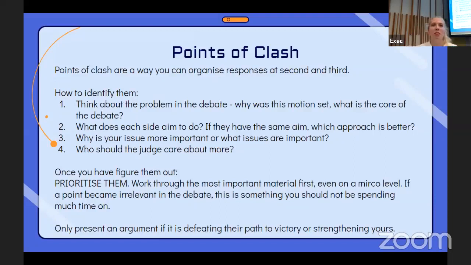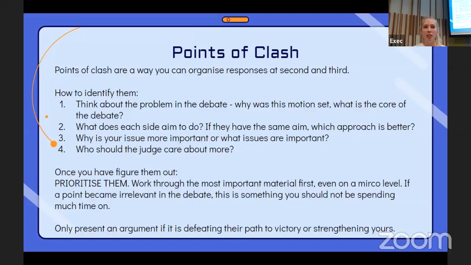Fourthly, you want to be thinking about, within these points of clash, who should the judge care about more? Obviously, in some debates, you might care about the same group of people. You're just differing in your approach to benefit those people. But in other debates, you'll actually be arguing for different groups of people and who we should care about more.